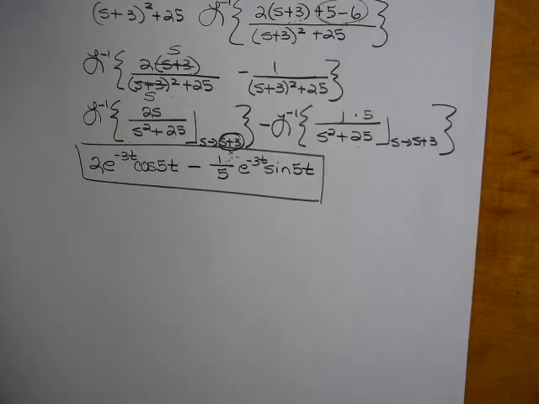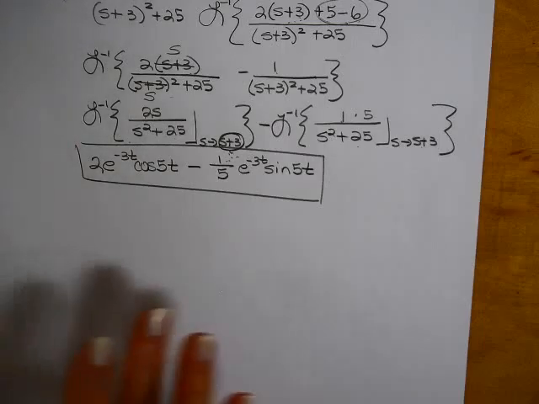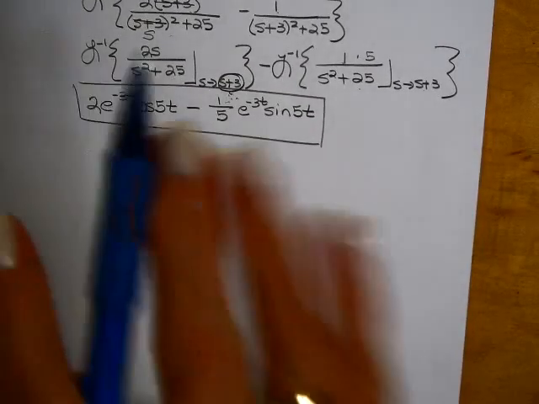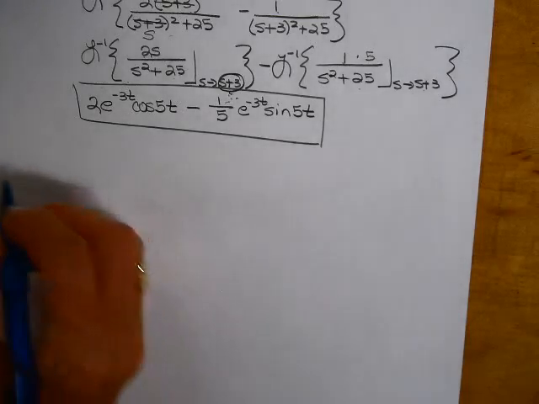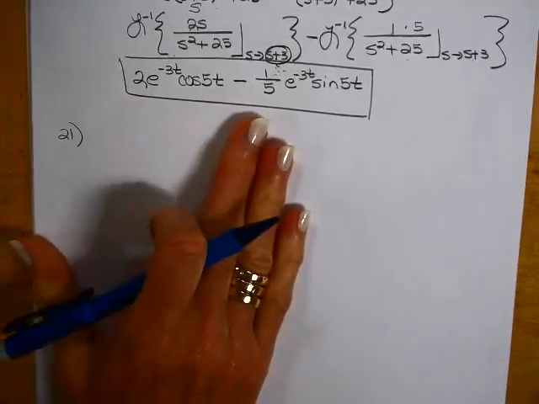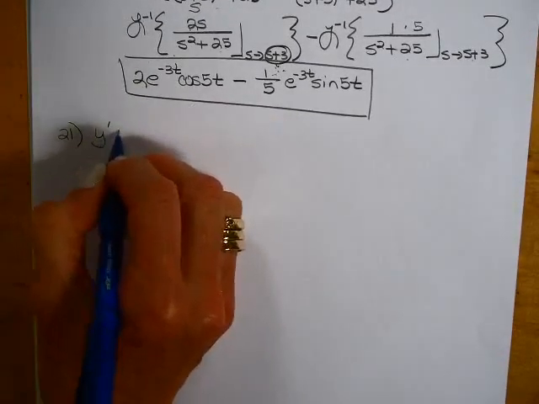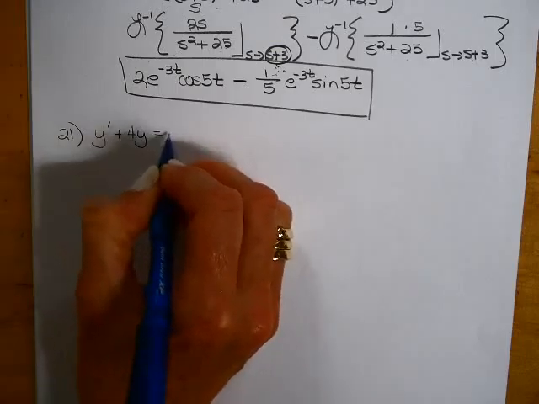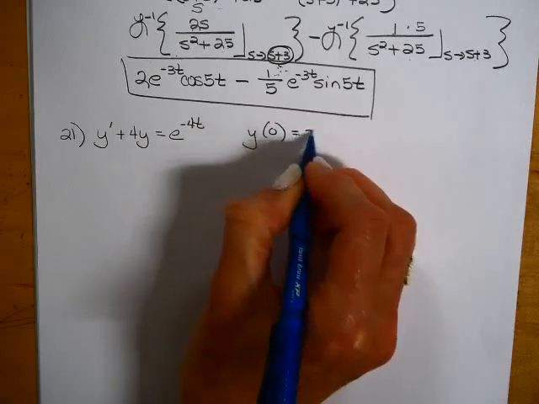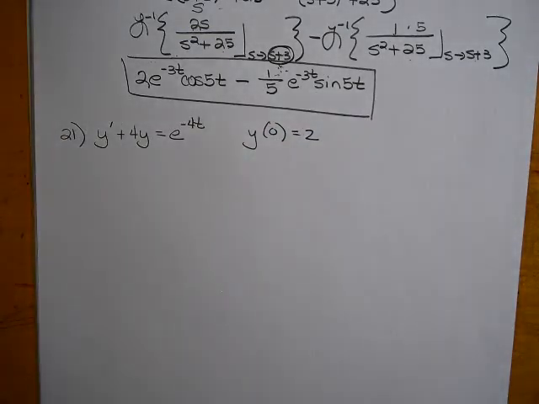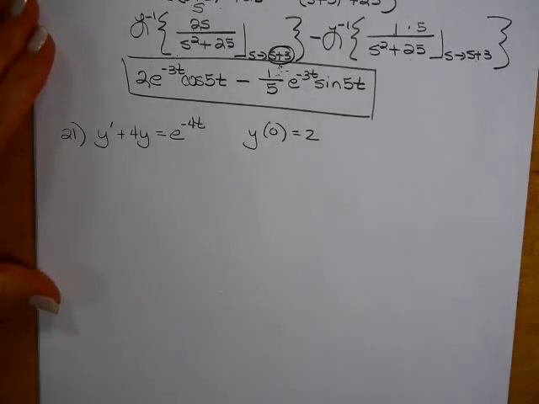Okay, now what we get to do is put it together to solve an equation. Just like you did in last night's homework, except this time what you get on the right-hand side may involve a shift to get back to your answer. So let me look at one of these. Let's look at number 21. It says y prime plus 4y is e to the negative 4t and I know y of 0 is 2. They want me to use Laplace transforms to do this.